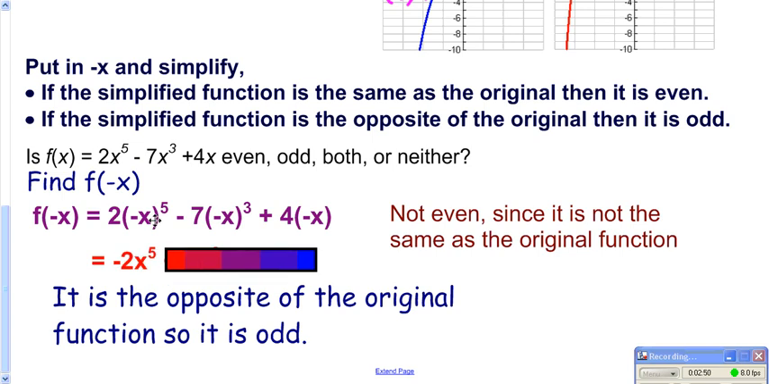A negative to an odd power changes the sign in front. And so you'll notice that this right here is really the opposite of what we started with, because all the signs of our original are switched down here. Since it's the opposite of the original, it is an odd function. We would say it's not even because it did not simplify down to give us exactly what we started out with for our original function.